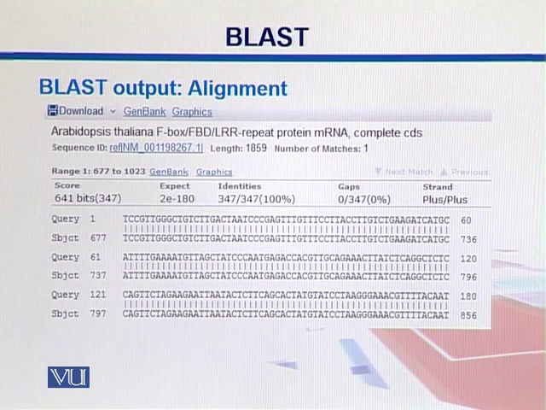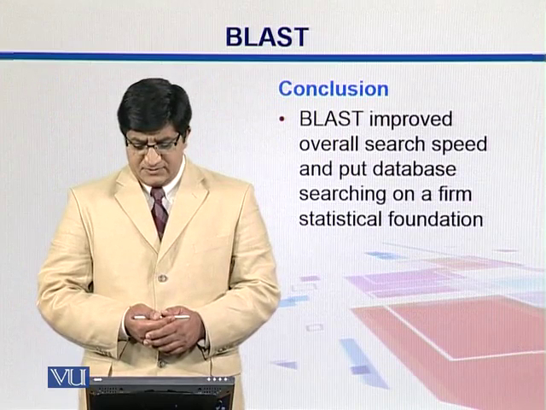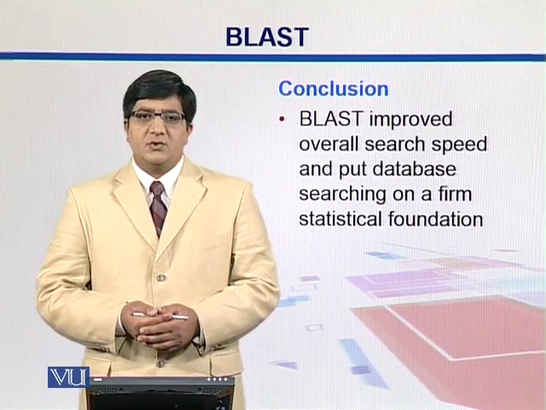Here is one of the segments. We have the query at the top. Nucleotide number 1 of your query matches to 677 in your database, whatever the sequence was. So position 677 was matched to the first position of your query, and these vertical lines tell us about the exact matches. If we have some gaps, we will see them. If we have mismatches, we will have some symbols like stars, etc. over there. There are no gaps as we see over here. BLAST improved overall search speed and put database searching on firm statistical foundations. And this is an important tool, which is a local alignment search tool.